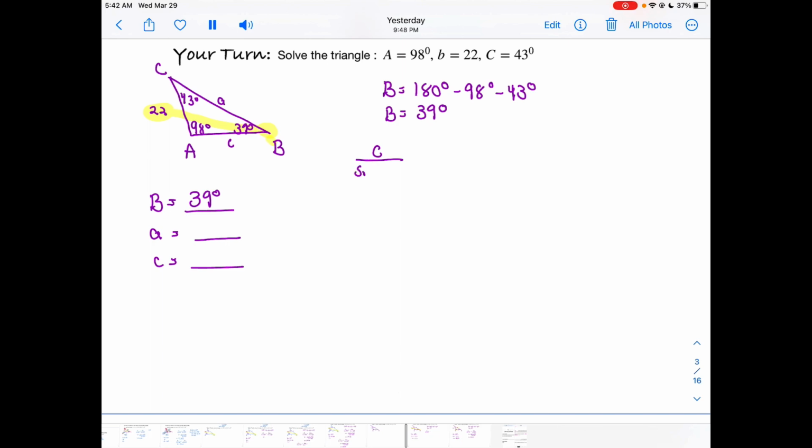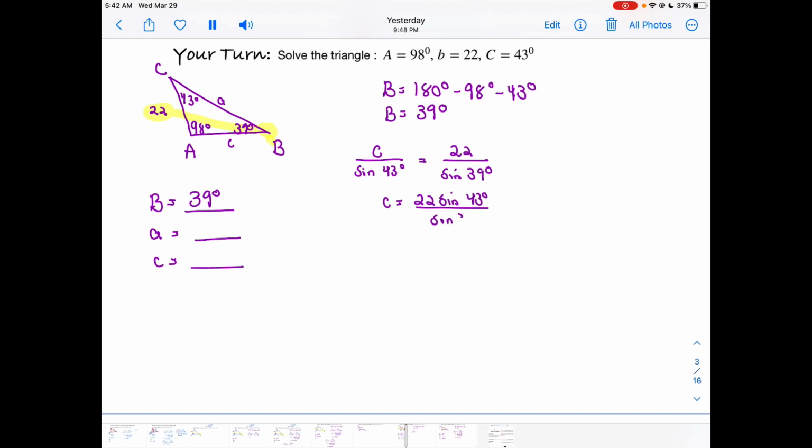So then I'm going to solve for one of those missing sides. So let's say I'm going to solve for side C, so I'm going to set up my ratio as C is to sine of 43 degrees, as 22 is to the sine of 39 degrees. And then I'm going to solve this for side C by multiplying each side by sine of 43. And I figure out that side C is approximately 23.84. So the length of side C is approximately 23.84.